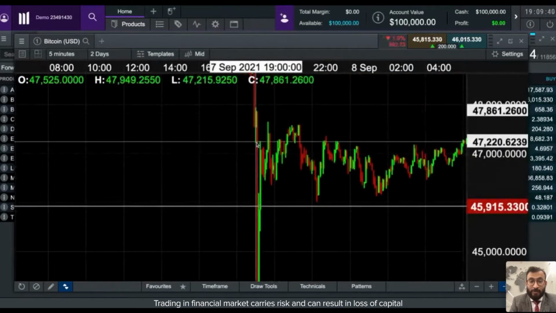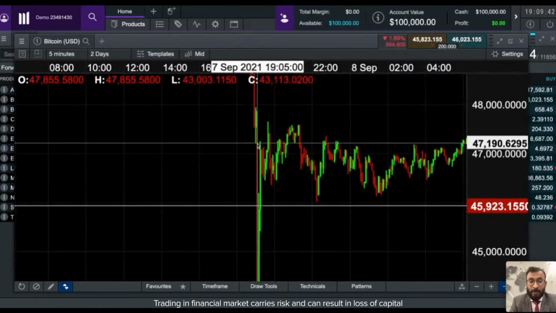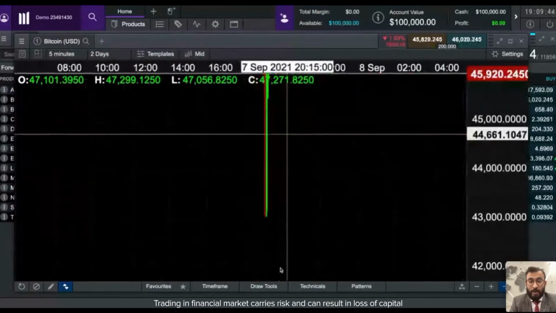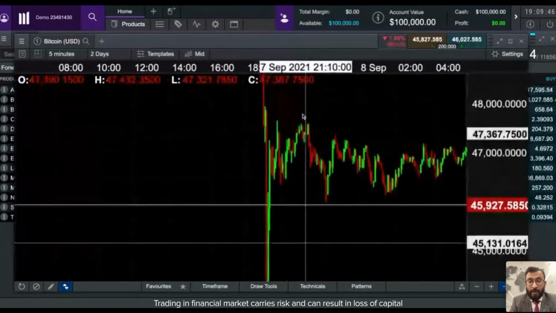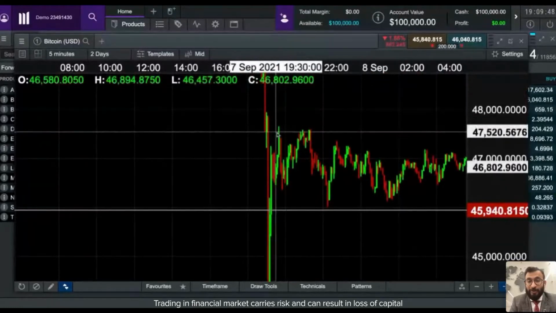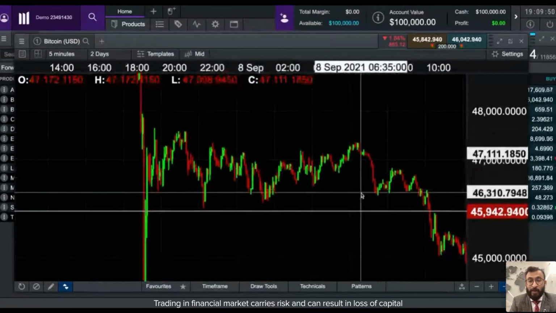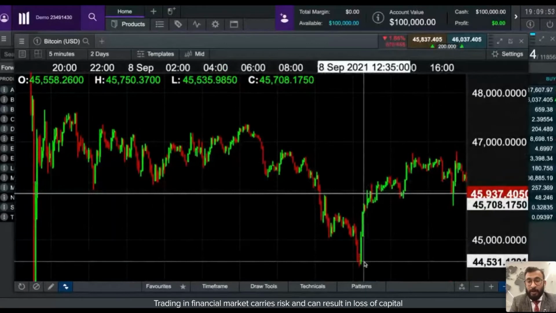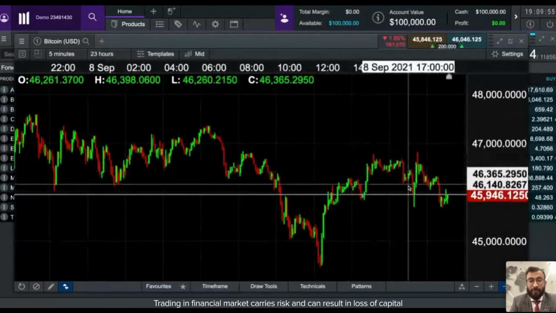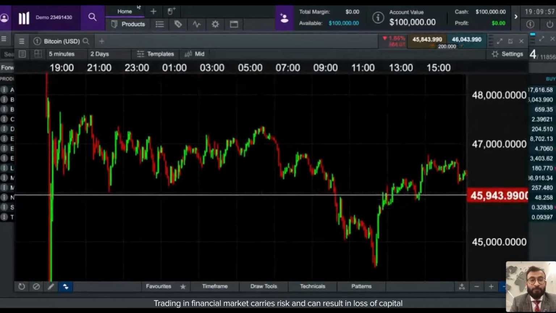Within 5 minutes, look at this, 7:05, 7:10. Within 10 minutes, it went down all the way to 43,000, and then it went up to 47,000. $4,000 movement in just 5 minutes. Again, 44,000 came back to 46. So this is where it is right now.